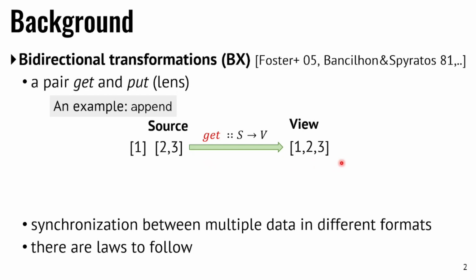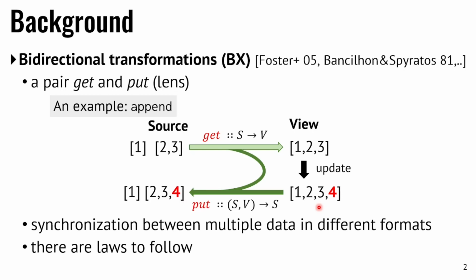And then, consider the situation where this view 1, 2, 3 is updated into 1, 2, 3, 4. In this case, the source should be updated to 1 and 2, 3, 4 to make it consistent with the view's update. This is backward transformation and called put. Put takes an original source and an updated view as input and returns a new source. These bidirectional transformations are used for synchronization between multiple data in different formats.